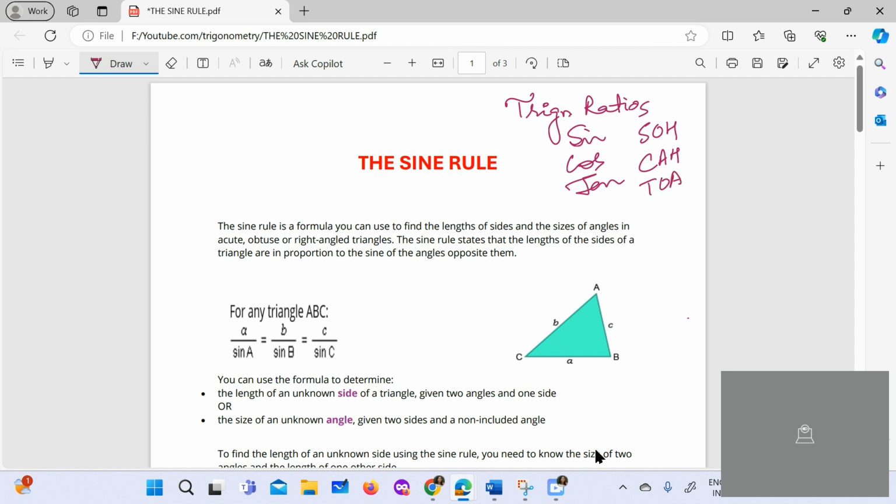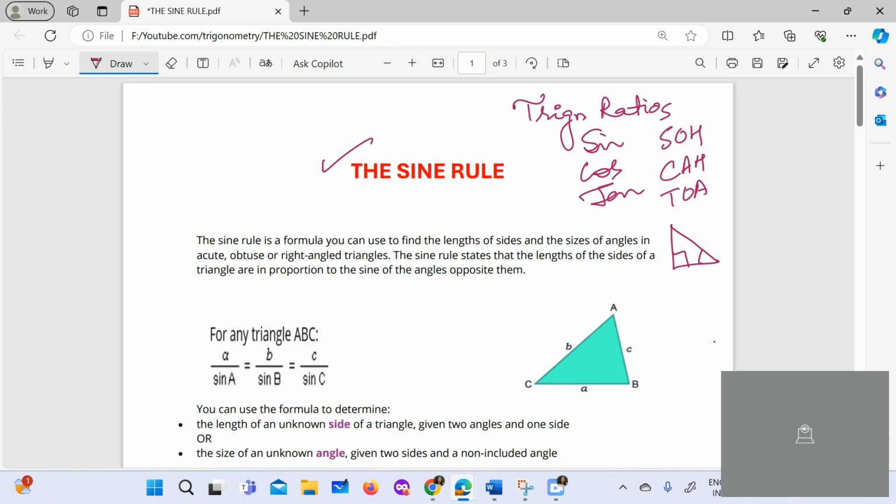When we use these trigonometric ratios, we can only find the measure of the sides or the angle if your triangle is a right triangle, or 90 degree. But what if our triangle is not a 90-degree triangle? In that case, we have to use sine rule or cosine rule. So in today's session, we are going to study about sine rule. So let's see what is sine rule.